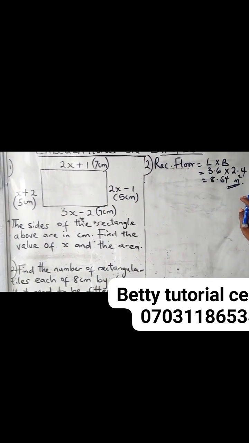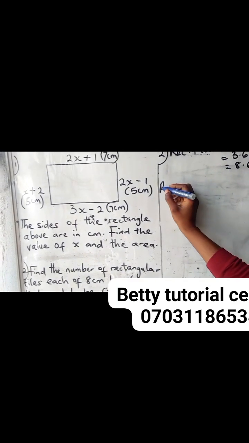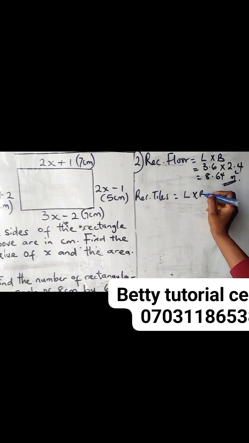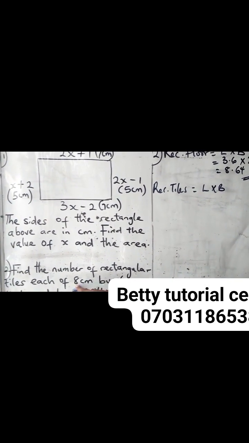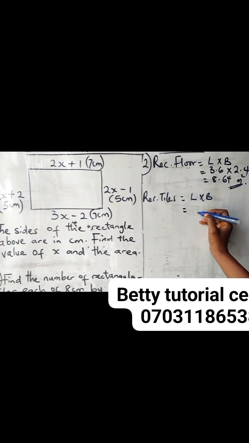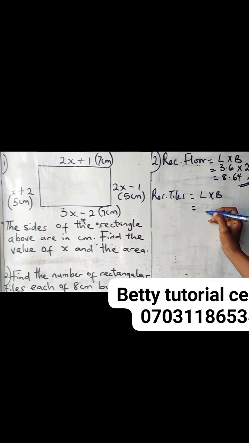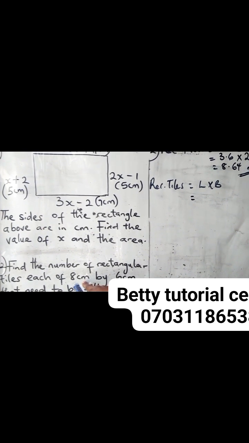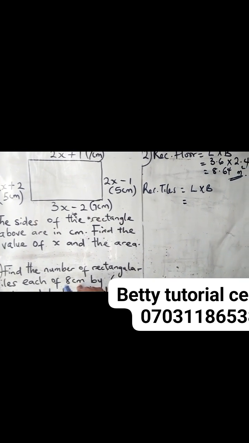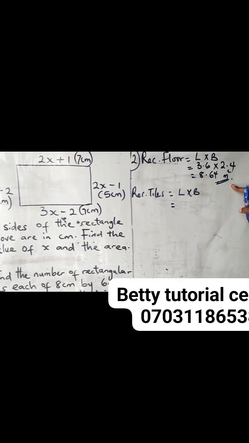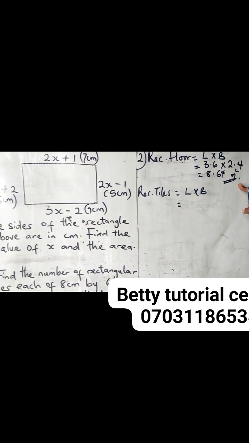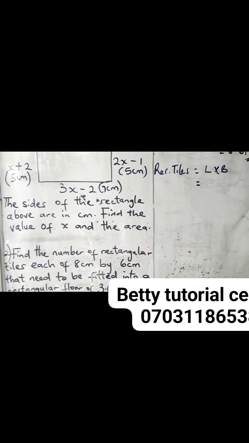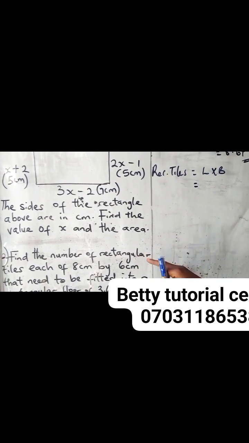Now we need to calculate the area of the rectangular tiles. So rectangular tiles is also equal to length times breadth, but the length here is 8 centimeter. We need to convert our 8 centimeter to meter, because we cannot deal with meter here and then deal with centimeter here. So it's best to convert to meter, because we are already dealing with meter. But if you feel comfortable converting to centimeter, please make sure you then change your meter here to centimeter. Just make sure that the units are the same.